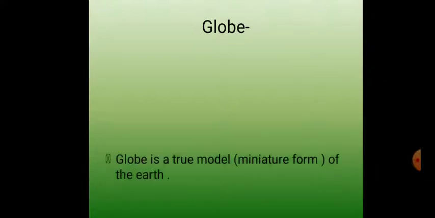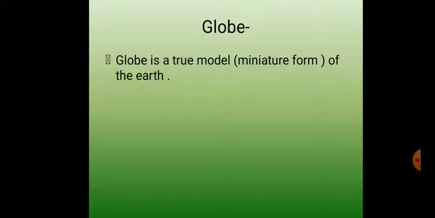Globe. Now, the first question is, what is a globe? A globe is a true model of the earth, or we can say a globe is a model of the earth which gives us a true picture of the shape of the earth.